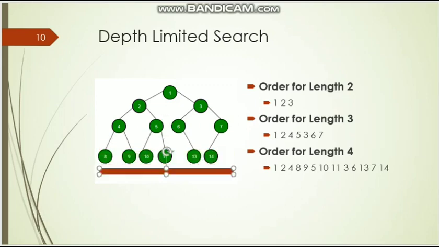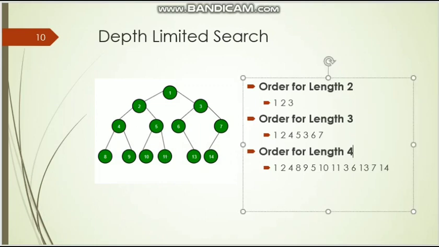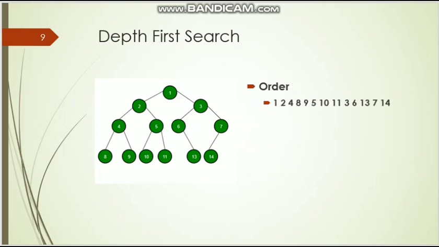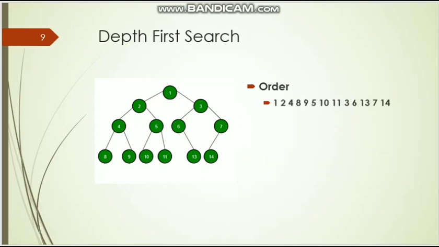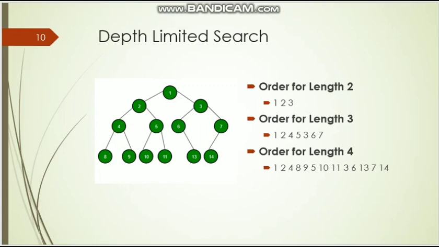Now we are taking the length of 4. If we are considering all the levels, then the solution will be like the earlier one, because the total tree has 4 levels. So these 2 solutions will be the same. Okay. So this is the depth limited search.